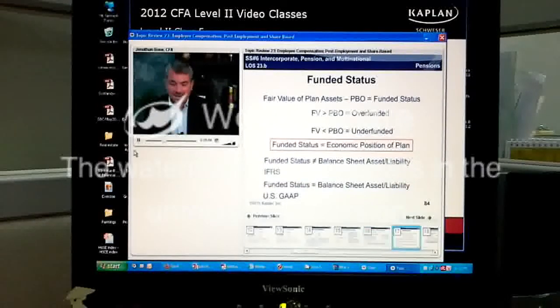So let's revisit that idea of funded status. We are asked to be able to calculate funded status here. So to calculate funded status, all we need to do is compare the plan assets to PBO. And the easiest way to do that is to take the fair value of plan assets and subtract the PBO to get your funded status.